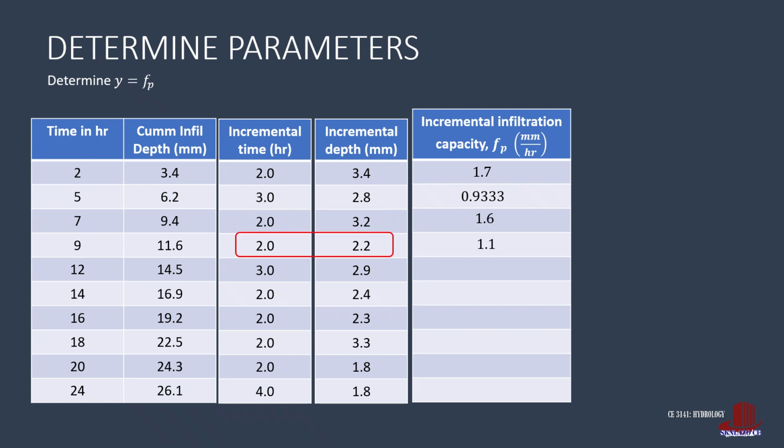Also with half of 2.2, which is 1.1. Then 2.9 divided by 3 is 0.9667. And 2.4 over 2 is 1.2. Also 2.3 upon 2 is 1.15, followed by half of 3.3, which is 1.65. Then 1.8 divided by 2 is 0.9, and a quarter of 1.8 is 0.45. This then completes the infiltration rate, the y-coordinates for the graph we are plotting.